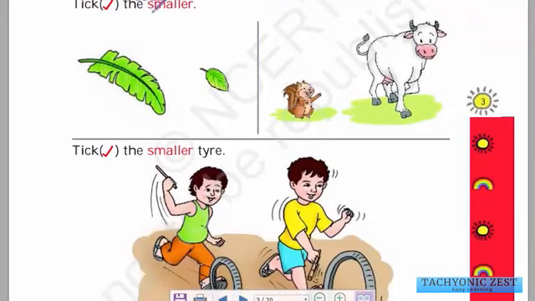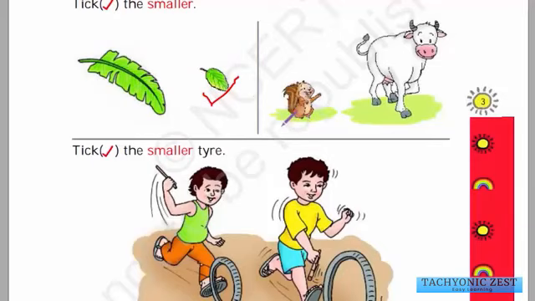Tick the one that is smaller. In this picture they have given the picture of two leaves. This is a small leaf and this is a bigger leaf. So we need to identify the one that is smaller. As we can see, this leaf is smaller as compared to this one. We can also say that this leaf is bigger as compared to this leaf. We'll see the next question.